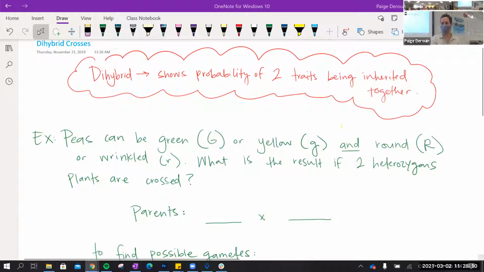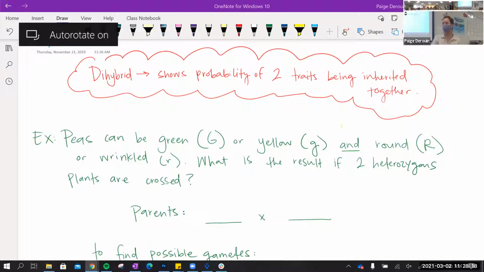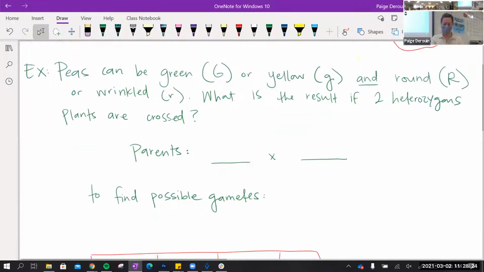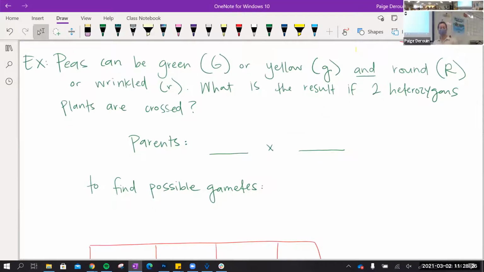So we're going to do an example with peas, because Gregor Mendel was the king of peas. So we're going to look at him and his stuff. Here's our example. Peas can be either green or yellow, that's color, trait number 1, or they can be round or wrinkled, that's texture, trait number 2. What is the result if two heterozygous plants are crossed?